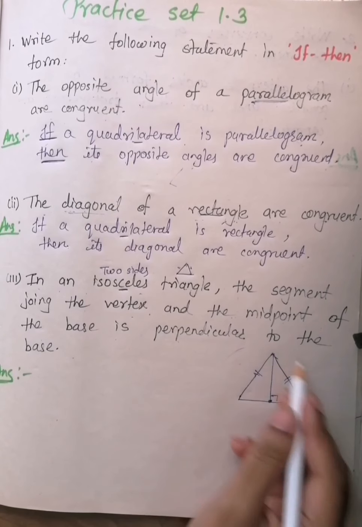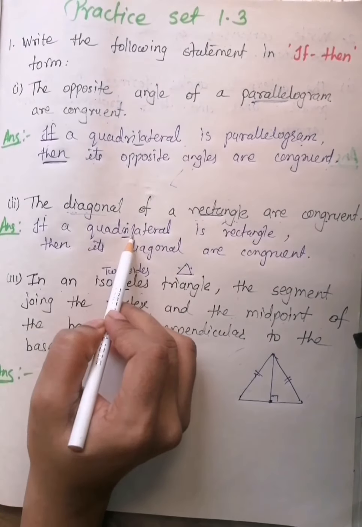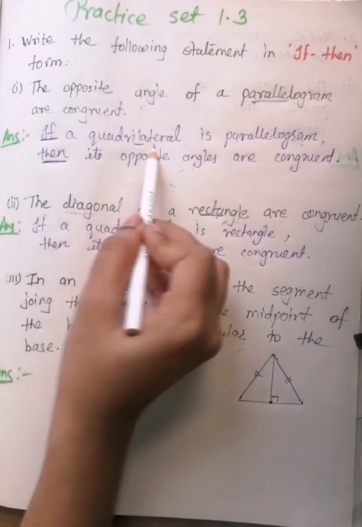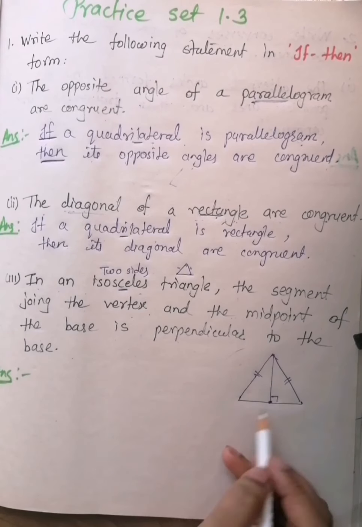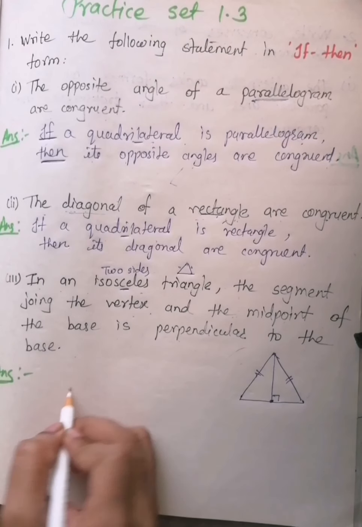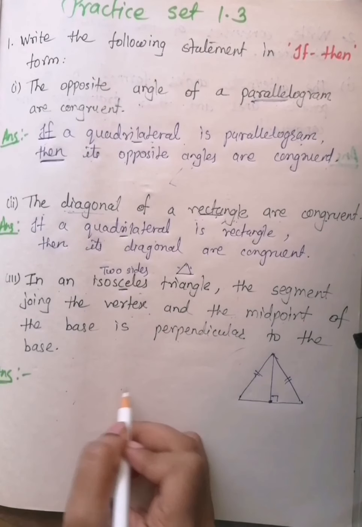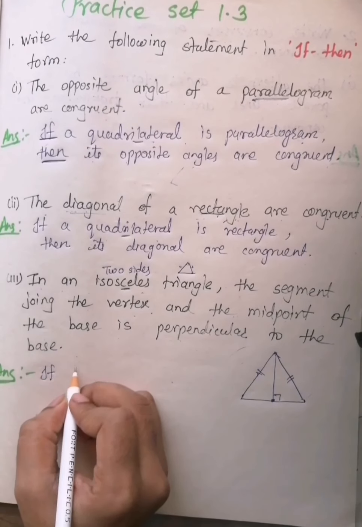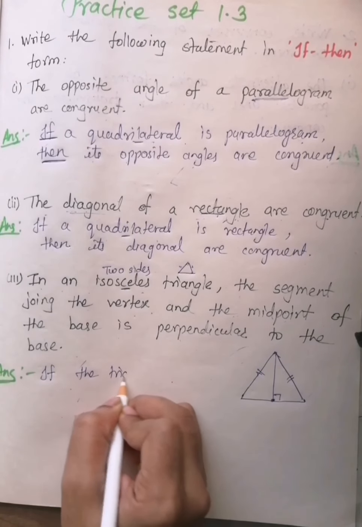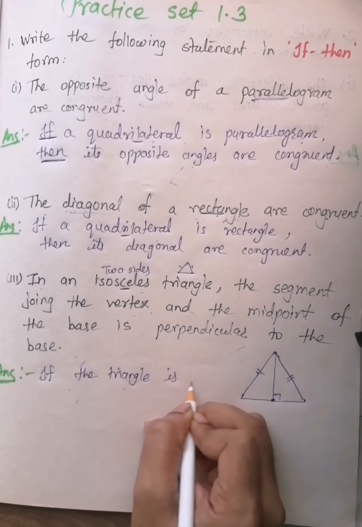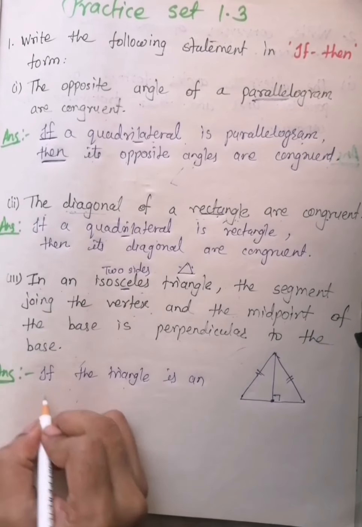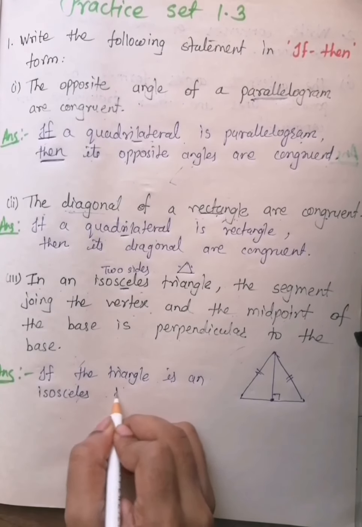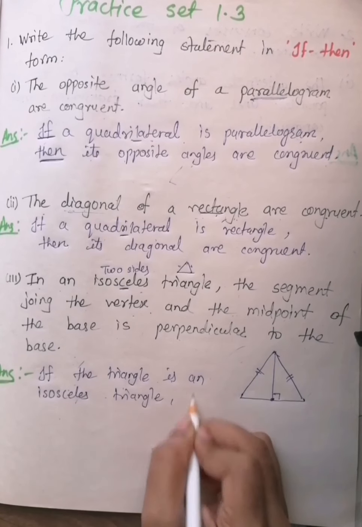Now we have a triangle. In the first and second examples we had a parallelogram and a rectangle, that's why we started with if a quadrilateral. So in this example we start with if a triangle. Which triangle? Isosceles triangle. So write down: if the triangle is an isosceles triangle. After that start with then.